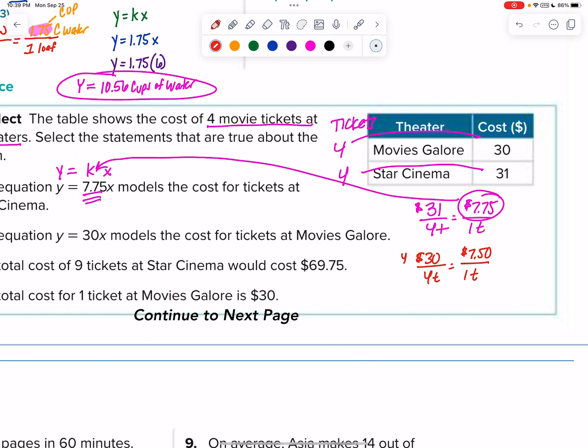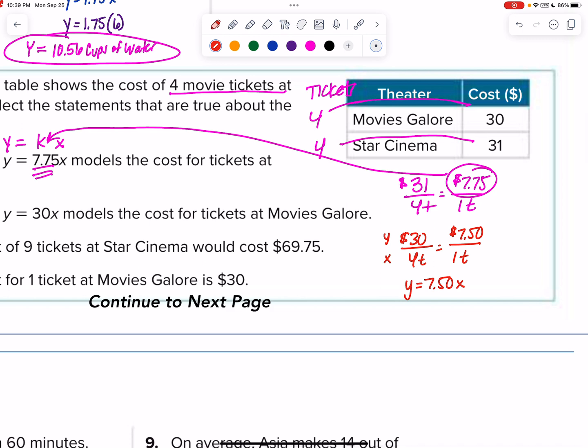So remember, this is y over x. So we could create the equation, right? Y equals 7.50 times x. That's the linear equation. Okay, that's the proportional equation. And we can plug in any amount of tickets. So tickets are x, money is y.